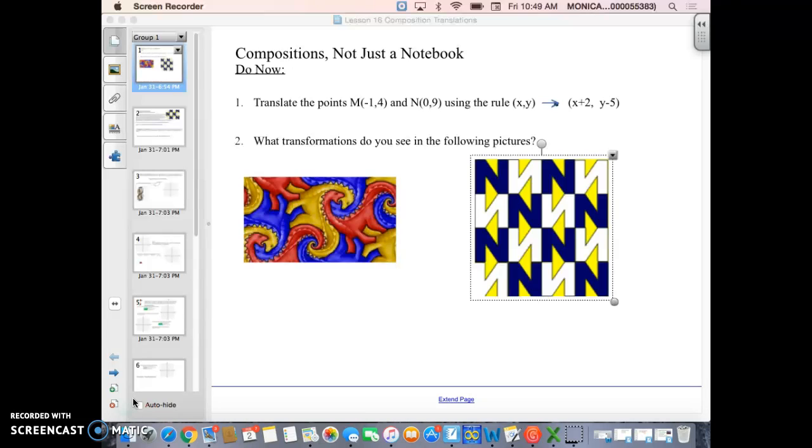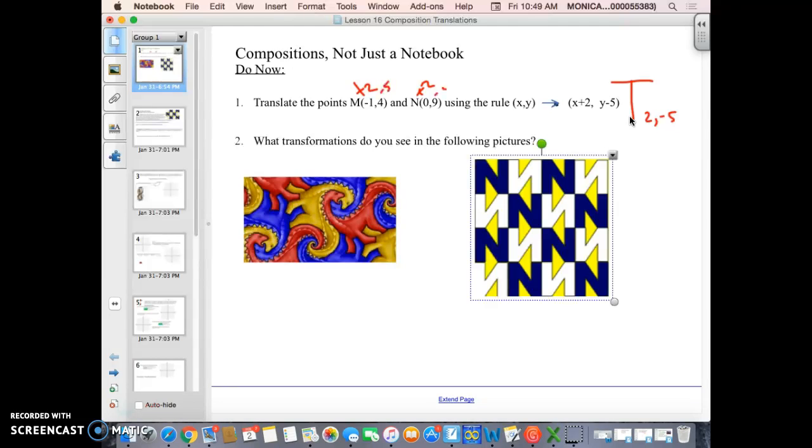And so the first question says translate the point using the rule. Another way I could write this rule is big T 2 comma negative 5. So basically I'm adding 2 to the x coordinates and I'm subtracting 5 from the y coordinates. I use a little prime symbol to indicate that it's moved. So 2 minus 1 is 1, negative 5 plus 4 is negative 1, and then n prime would be at 2 comma 4.